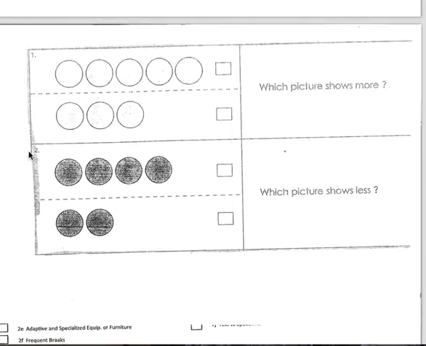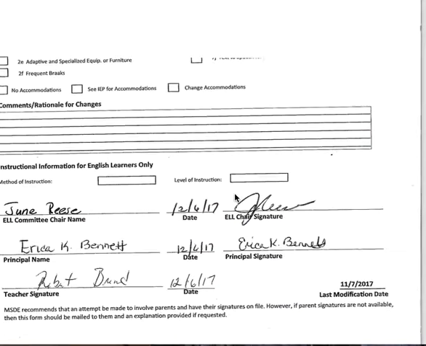Okay, let's move on to number 2. Keep in mind you're looking at this rectangle here. The question asks, which picture shows less? So you're looking at this number of circles or this number of circles. Which one is less? When you choose your answer, you're either going to circle your result or you're going to check off your result. It doesn't matter for Miss Jones, but you need to show me which one is less. Not more, but less.